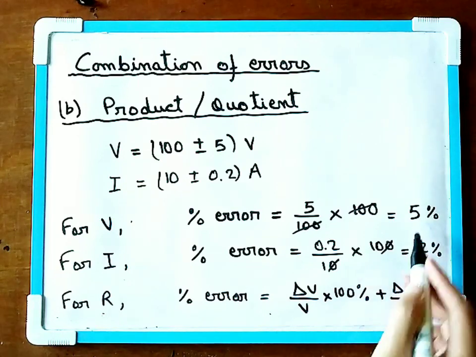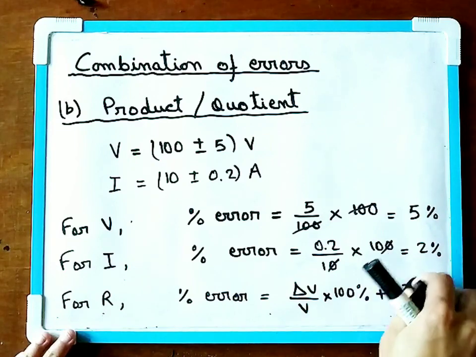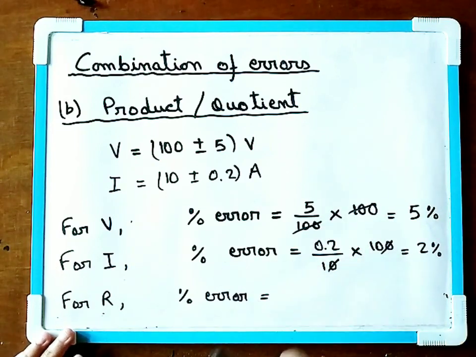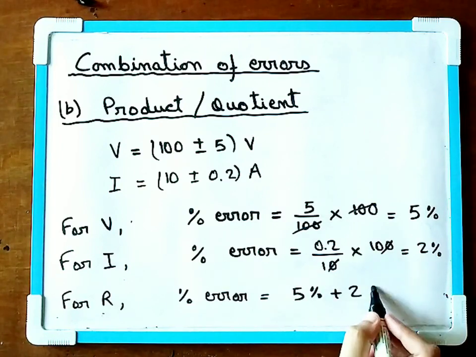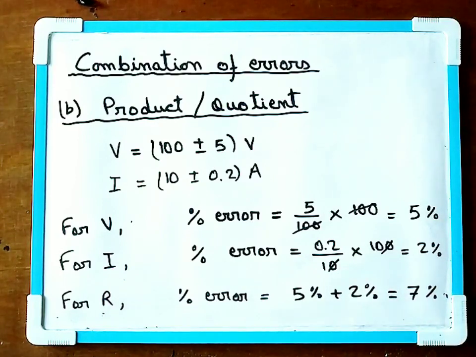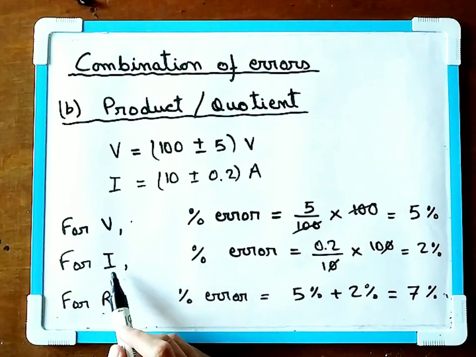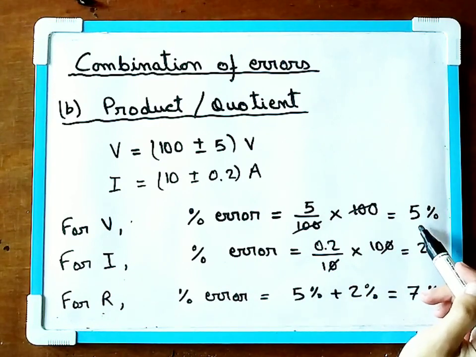So this one is how much? 5%. This one is how much? 2%. So what we have here is 5% plus 2%, and this will be equal to 7%. So that is the percentage error in measuring the resistance R, which is here 7%. So first you have to find the relative error of V and I, then calculate the percentage error, then you sum the percentage error, 5 plus 2.